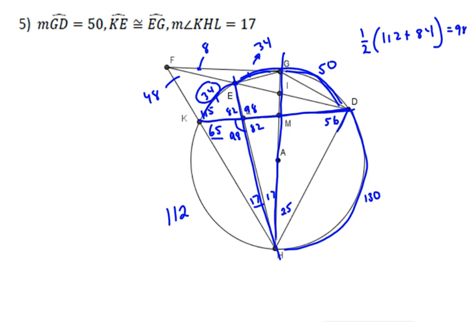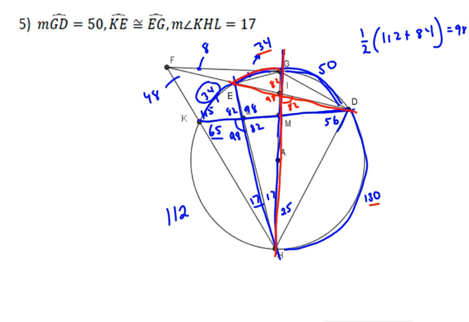So, let's do it in red. If I look at this chord and this chord, they make this angle. Well, the two arcs are 34 and 130, so that's 164 divided by 2 is 82, which is the same as what we just had. That's 82 as well, which means this is also 98.